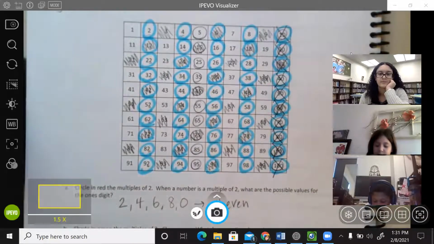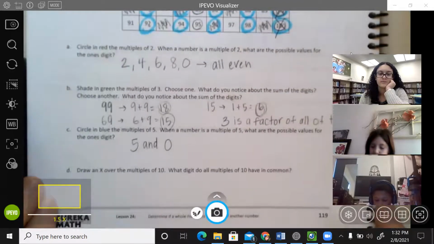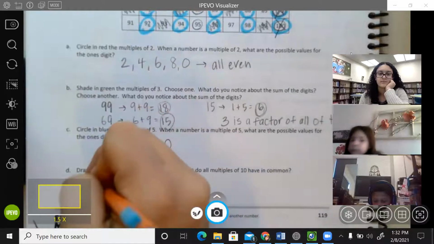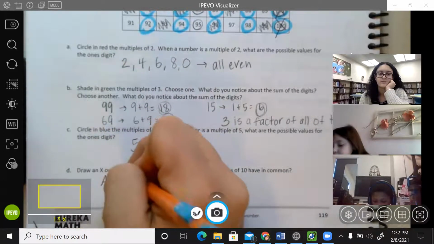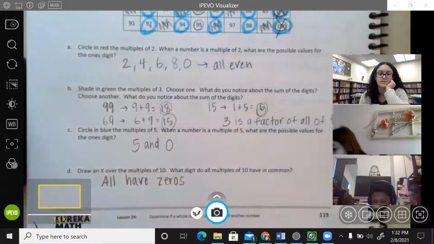Read the rest of the question. What digit do all multiples of 10 have in common? So look down that list, Carson. What do all of those have in common? They all have zeros at the end. Very good. All have zeros.